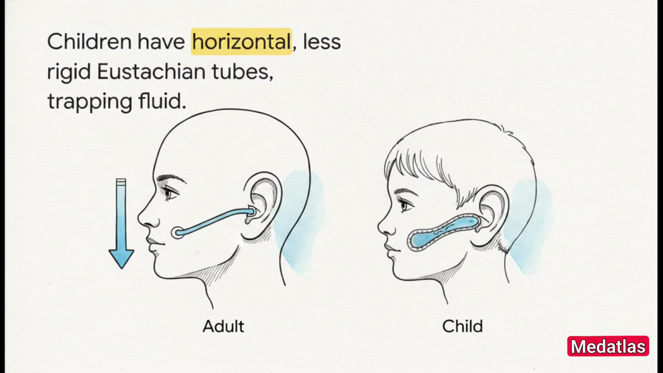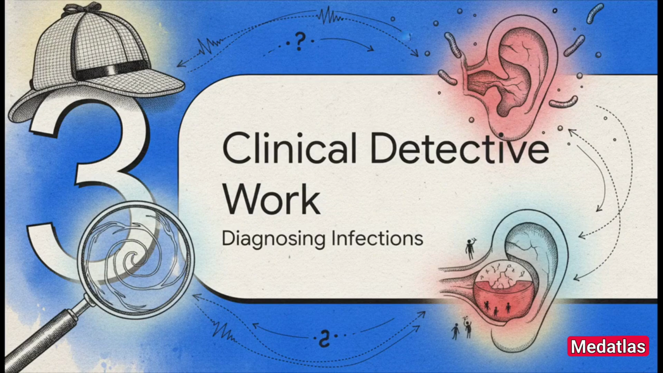Which brings us right back to our opening question. It turns out a child's anatomy is literally working against them. Think about an adult's eustachian tube. It's angled downwards, which allows gravity to just pull fluid down into the throat. But a child's eustachian tube, it's horizontal, shorter, and much more floppy. It naturally traps fluid far easier than an adult's does, making it the absolute perfect storm for blockages and bacterial breeding. All right, Section 3, the clinical detective work.